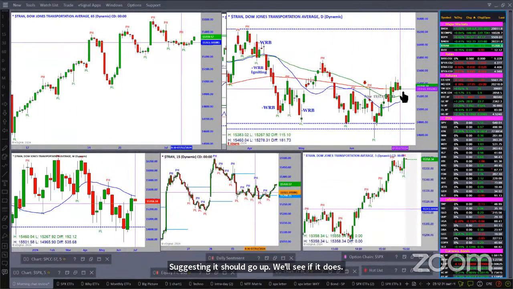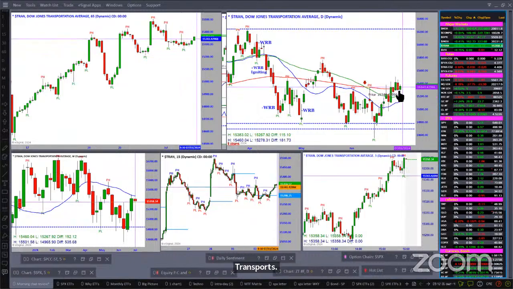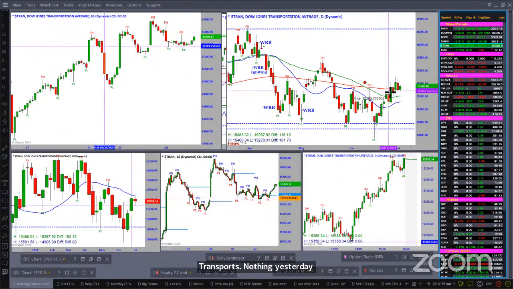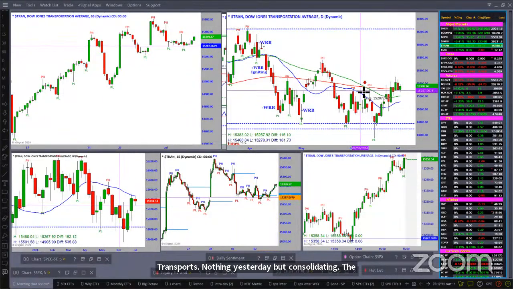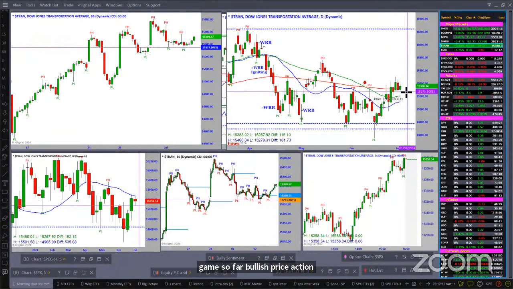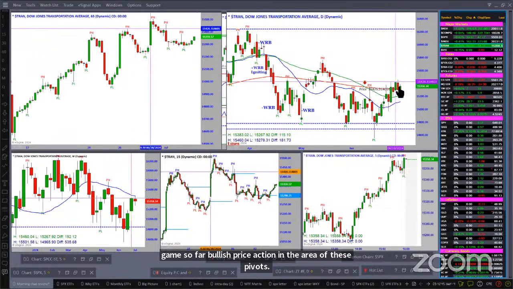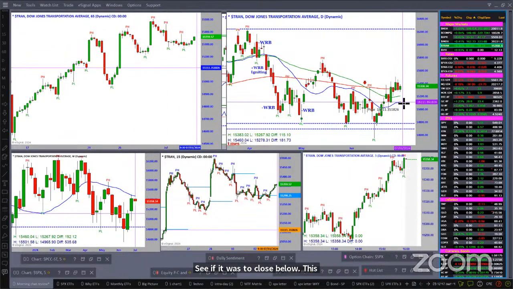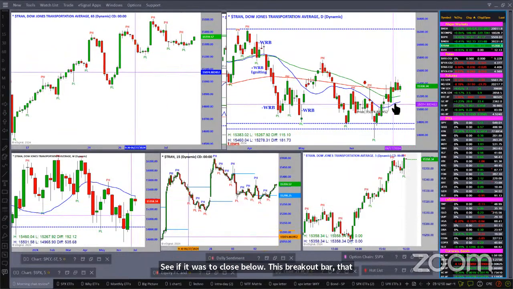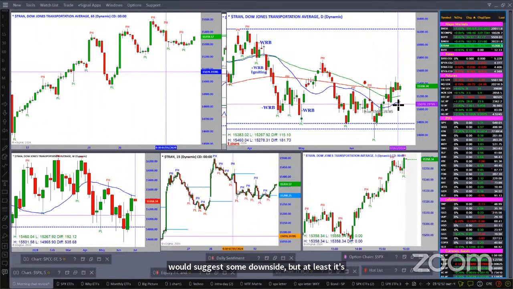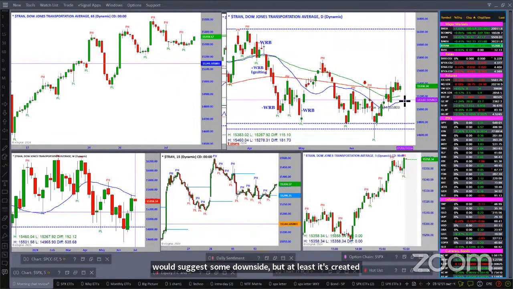Transports did nothing yesterday but consolidate the gain. So far, bullish price action in the area of these pivots. We'll see if it was to close below this breakout bar. Well, that would suggest some downside, but at least it's created some support area and those converging moving averages right there.